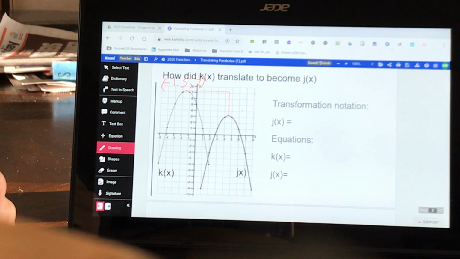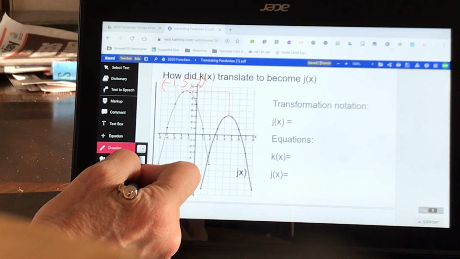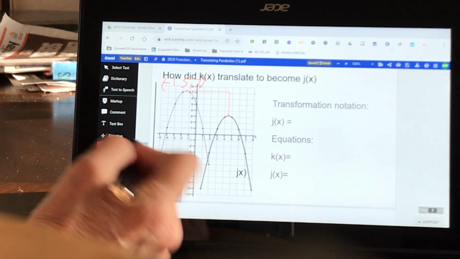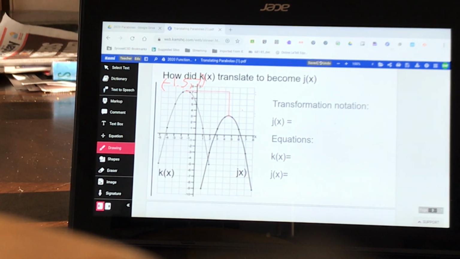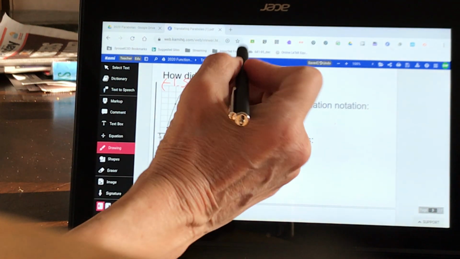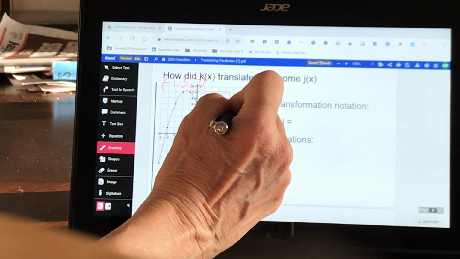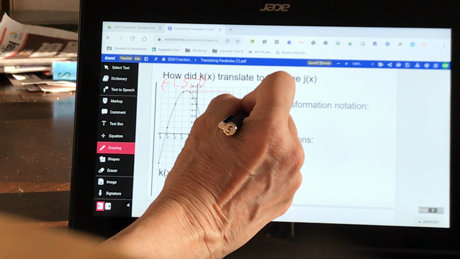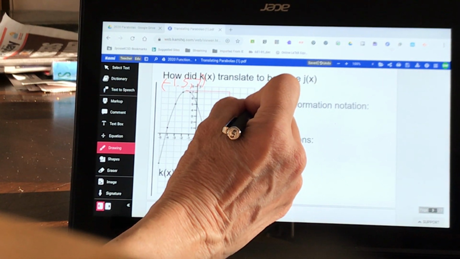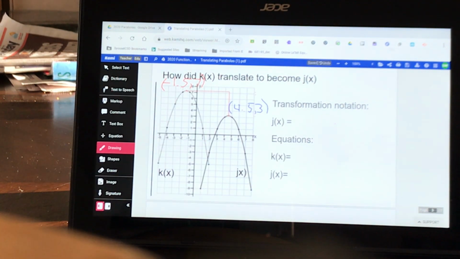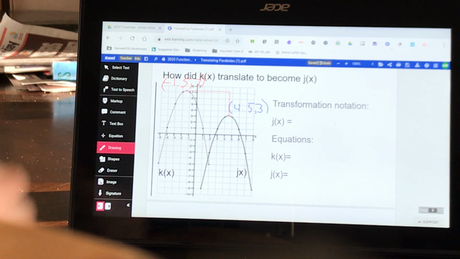Right? And now where does that move? It seemed to move to the right and down. So my vertex of j of x is positive 4.5, again if you look closely, comma 3. Now, let's not worry about them being parabolas. Let's not worry about them being concave down. Let's just talk about what happened. How did j of x come to be from k of x?